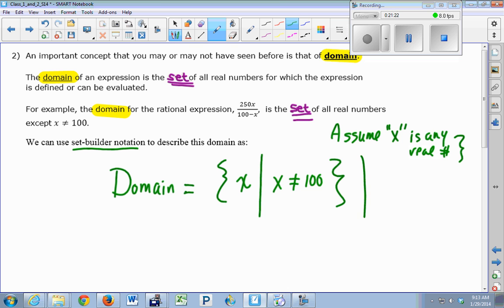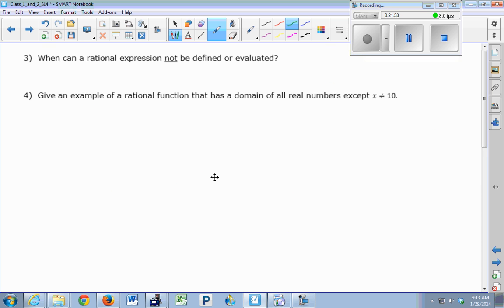So when I ask you for a domain, the most important thing is that you write something with those braces around it. It's got to be a set. Okay? And if you still don't have set notation down, at first you can write it out in all words, and you say the set of all real numbers except x equals 100, that's okay with me. All right? So you get to have some practice with this set builder notation. Any questions on the domain for this expression? Anything at all? All right, let's move on then.